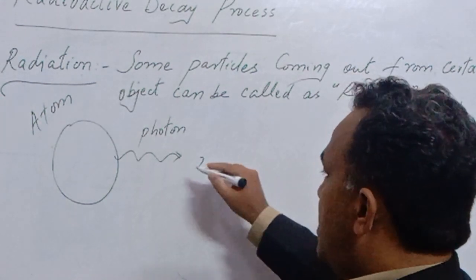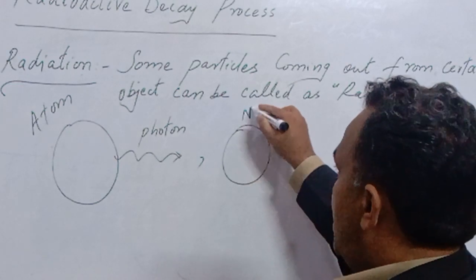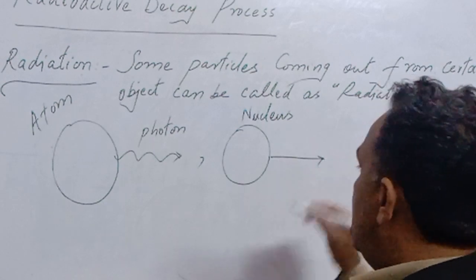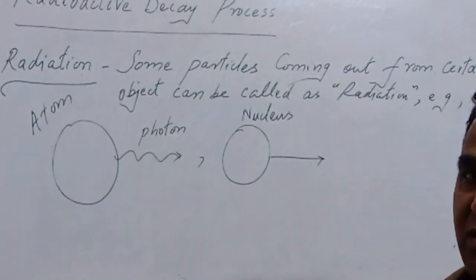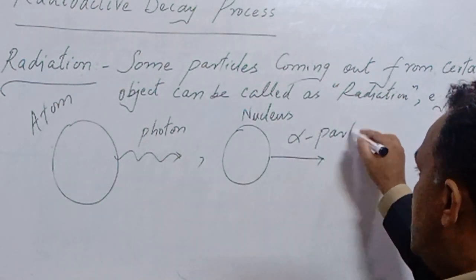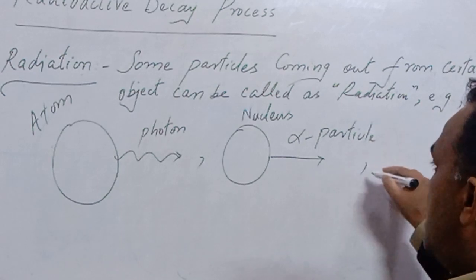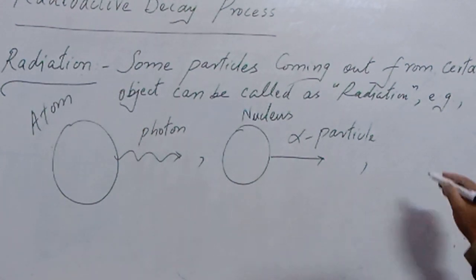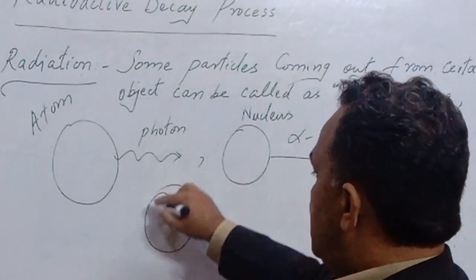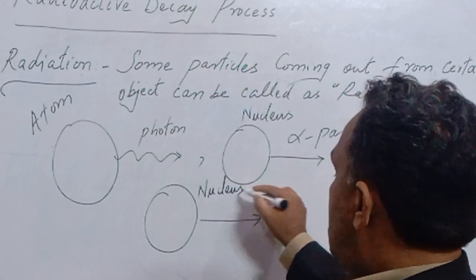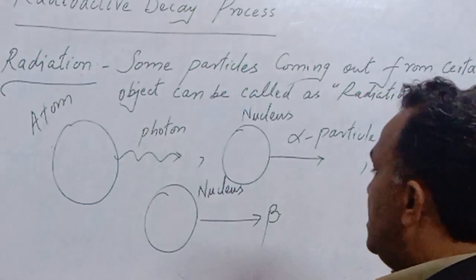And similarly, for example, there is a nucleus, and from within the nucleus you might get a certain particle coming from inside of the nucleus. Let's say an alpha particle. Similarly, from within the nucleus, you might be getting a beta particle.